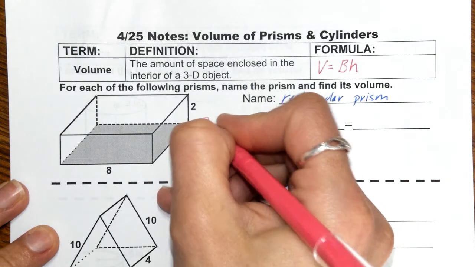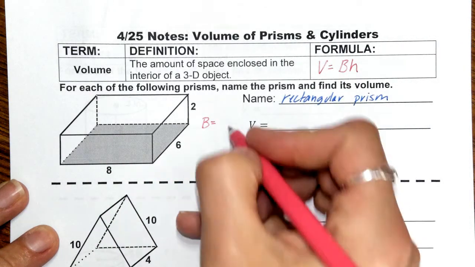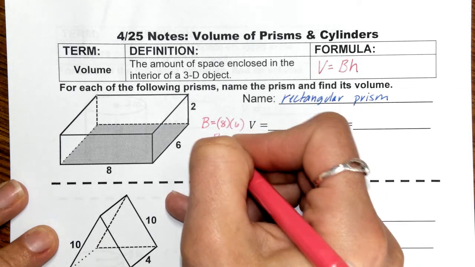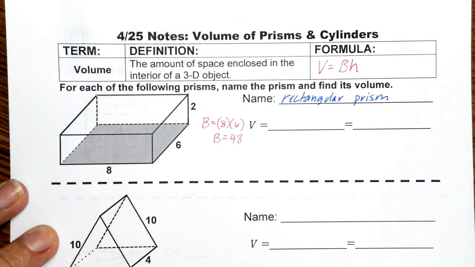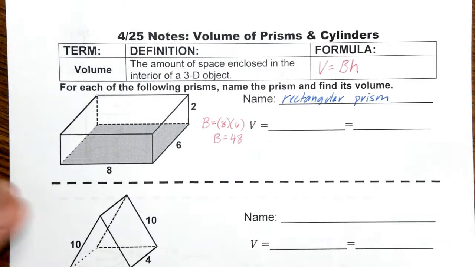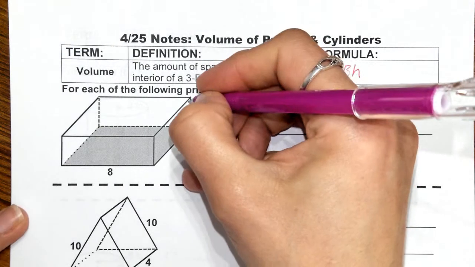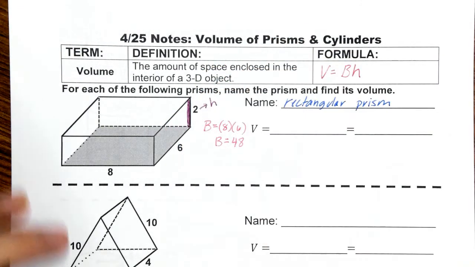So big B, the base, we'll go ahead and use the shaded area as our base. The base of a rectangle is base times height. So we're just going to multiply the two numbers together, and big B will come out to 48. Your height is going to be that connection between the two bases. So right here, this is going to be your height.